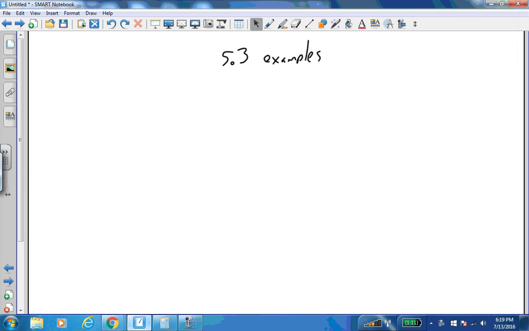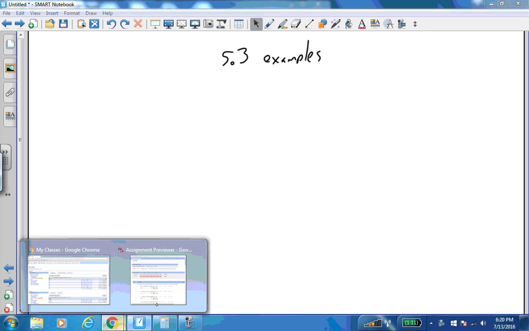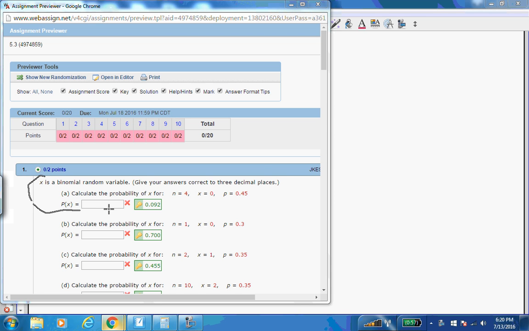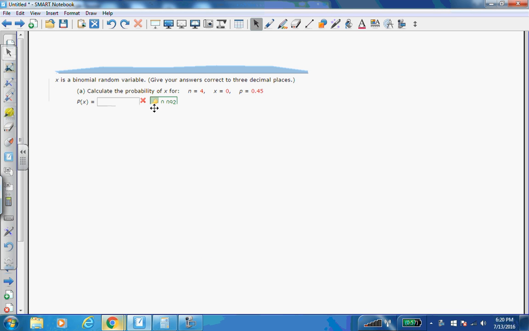Let's look at a couple of sample problems out of 5.3 and see how to work the binomial probability distribution problems. So the first problem out of 5.3, they tell us that x is a binomial random variable, and they give us an n value, an x value, a p value, and they ask us to calculate what the probability is.